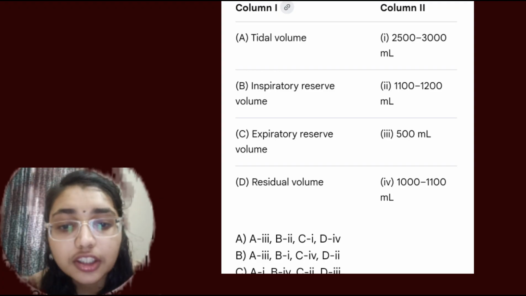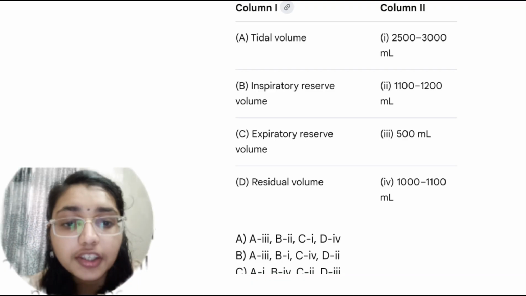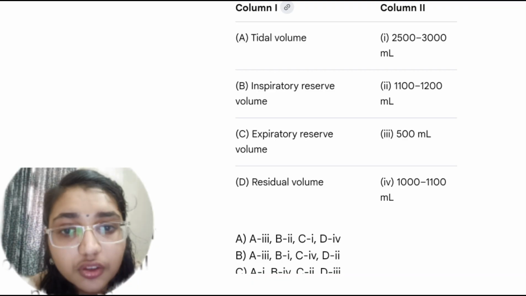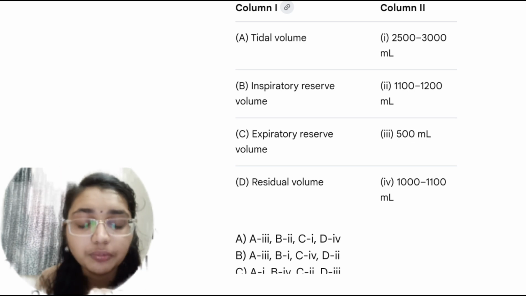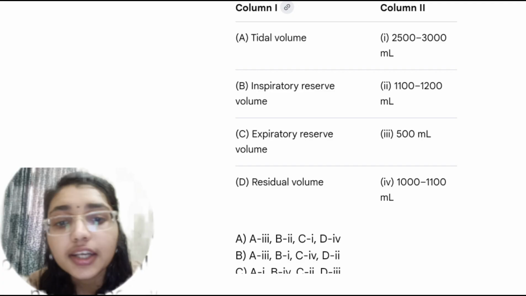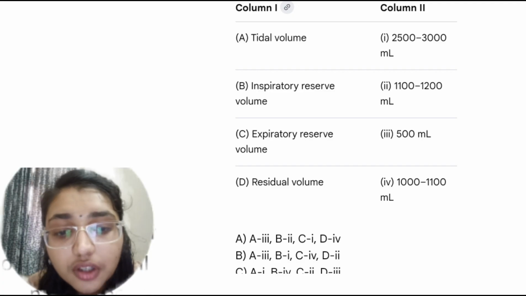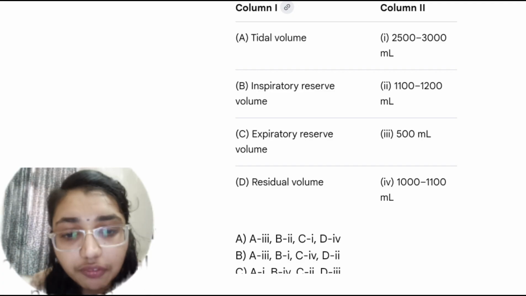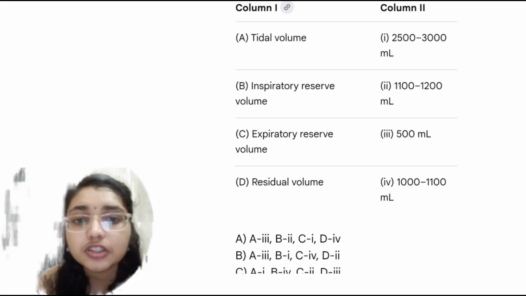And for D, that is residual volume, that is 1112. 1011, that is this one, expiratory reserve volume. Expiratory 1011, inspiratory 2530, and residual volume comes out to be 1112. So here the correct option is option 2.